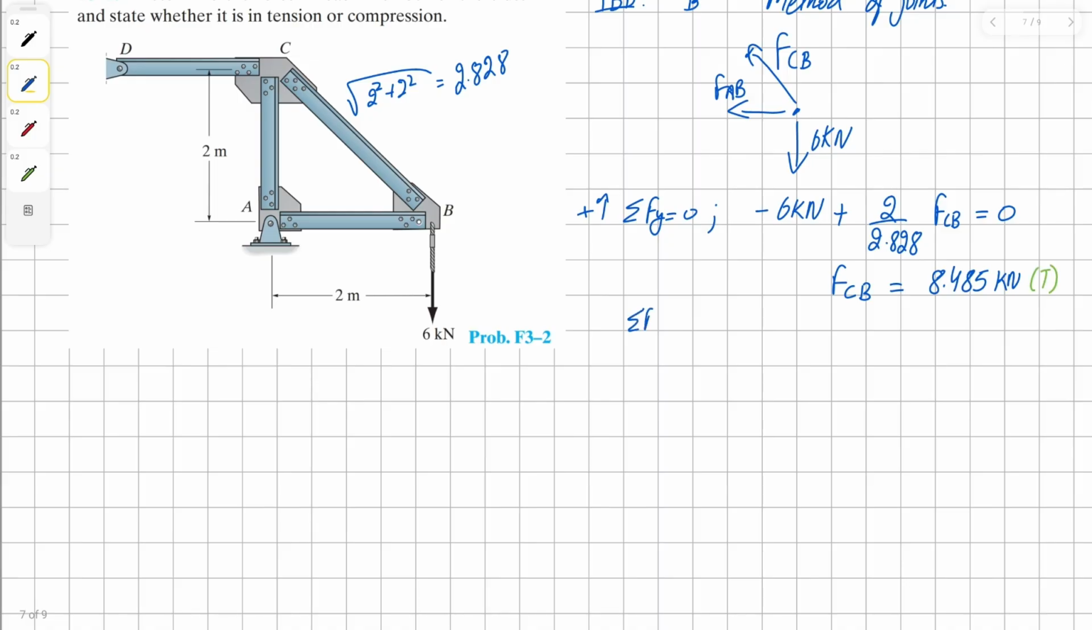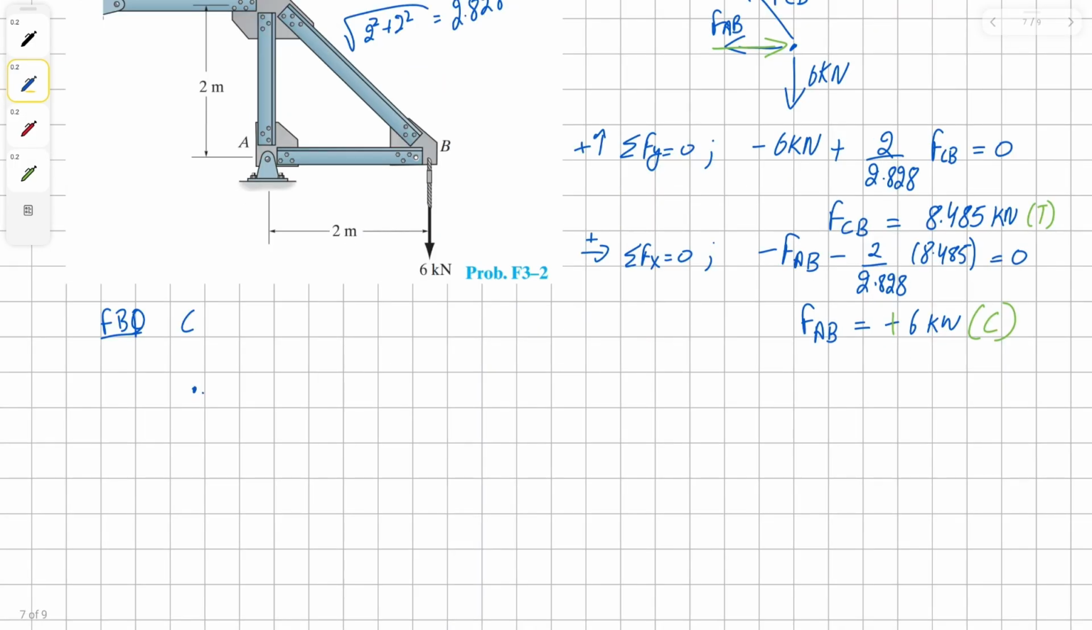Now let's sum the forces in X direction. We have our negative force AB, and then negative 2 over 2.828 times our newly discovered force, which is 8.485 kilonewton, all equals to 0. Solving for force AB, we get our solution as negative 6 kilonewton. Because it's negative, we know that we assumed our force direction to be in the wrong direction. We can switch the direction of the vector, and then we can also change our value to positive, just for simplicity's sake. And this also makes our member into a compression force.